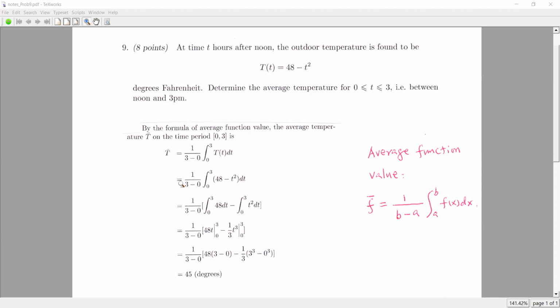Apply the difference rule, I have this equation. Then by the fundamental theorem of calculus, I have this equation. Plug in upper limit in t, lower limit in t, upper limit in t, lower limit in t. Then the average temperature is 45 degrees.